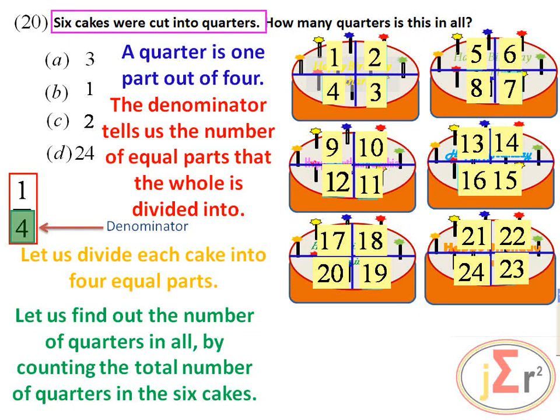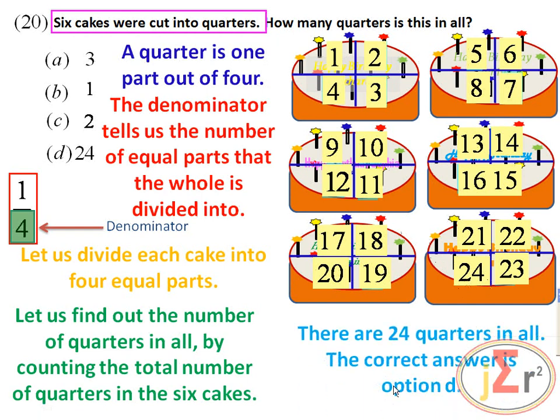So how many of those quarters do we have? 24, and that is represented by? Option D. Right, so there are 24 quarters in all. The correct answer is Option D.